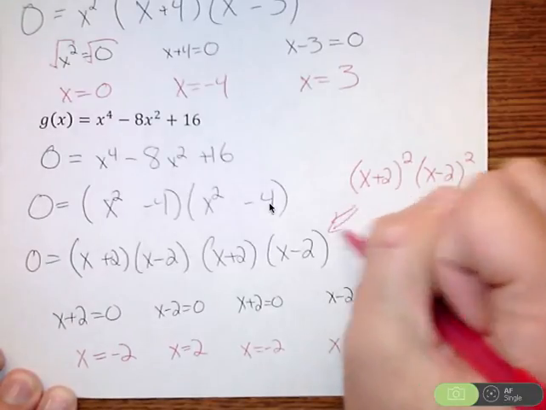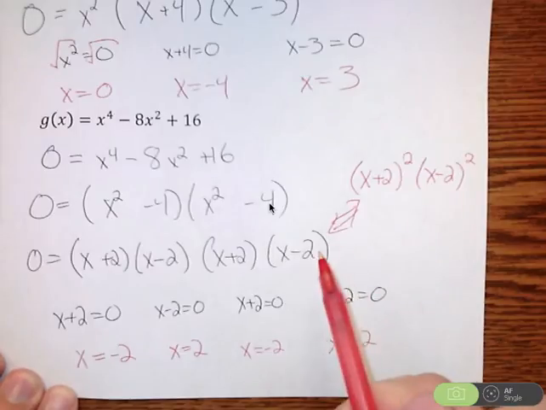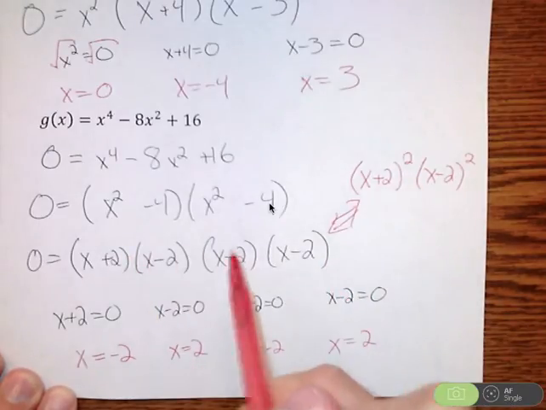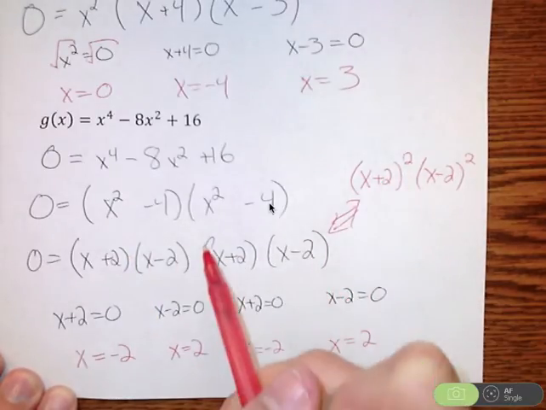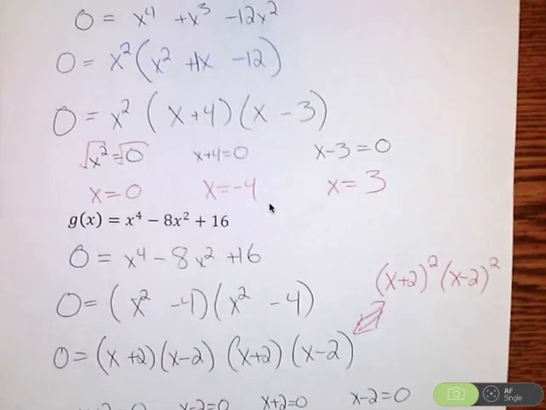So these are both the same. You can have it completely broken down like that, but since x plus 2 shows up twice, you could do x plus 2 squared. x minus 2 shows up twice, you could do x minus 2 squared. That is finding the zeros of a function and solving a polynomial by factoring.